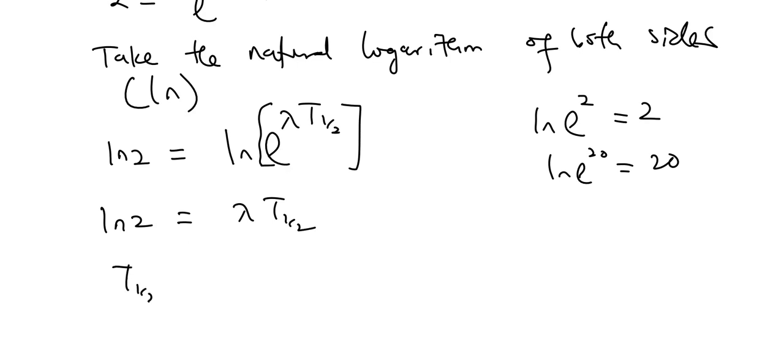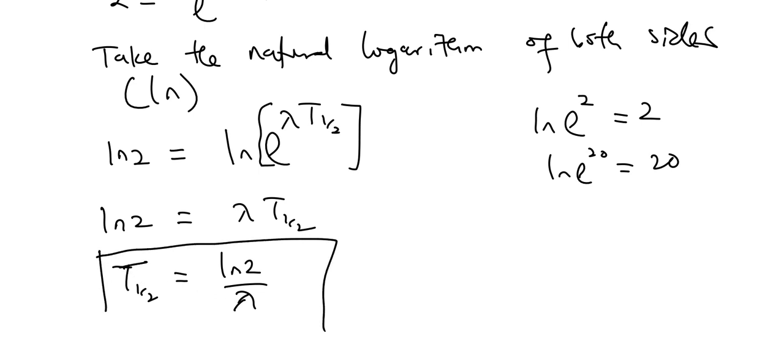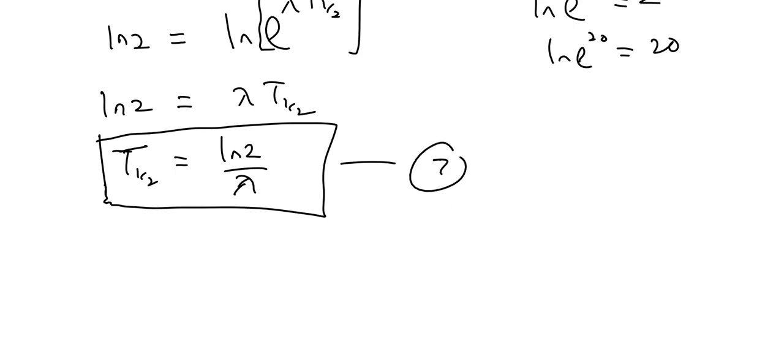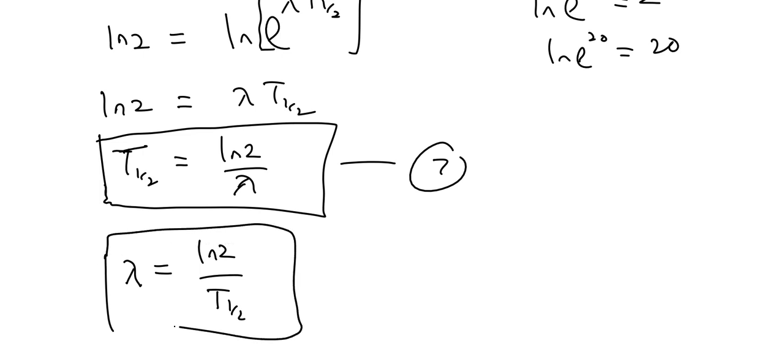So your t half, which is the half-life, will be ln 2 divided by lambda, where lambda is the decay constant. The relationship between the half-life of a radioactive material and the decay constant is as given in equation 7. From this equation, you can also obtain the expression for decay constant lambda. If you make lambda the subject of the formula, you have lambda equals ln 2 over half-life. In case you are given half-life and asked to calculate the decay constant, you use this equation. Let's call it 8.